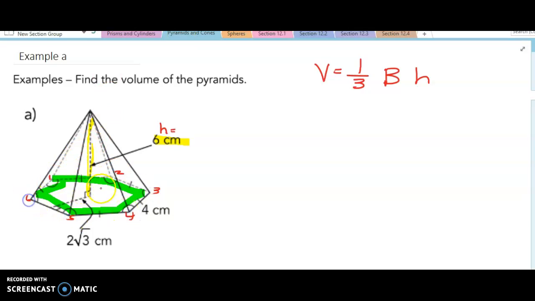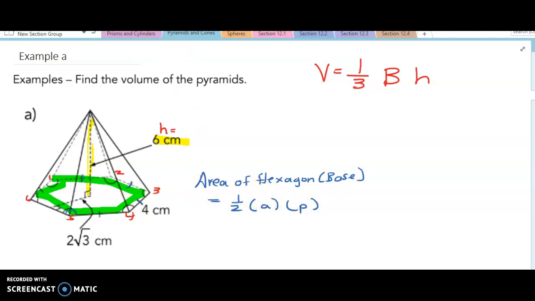It's a hexagon. Okay, so the area of a regular hexagon, and I know it's regular because I have all these tick marks that show me the sides are the same, and all these angle arcs that show me the angles are the same. So the area of the hexagon, I'm going to put in here base, equals 1/2 times apothem times perimeter.